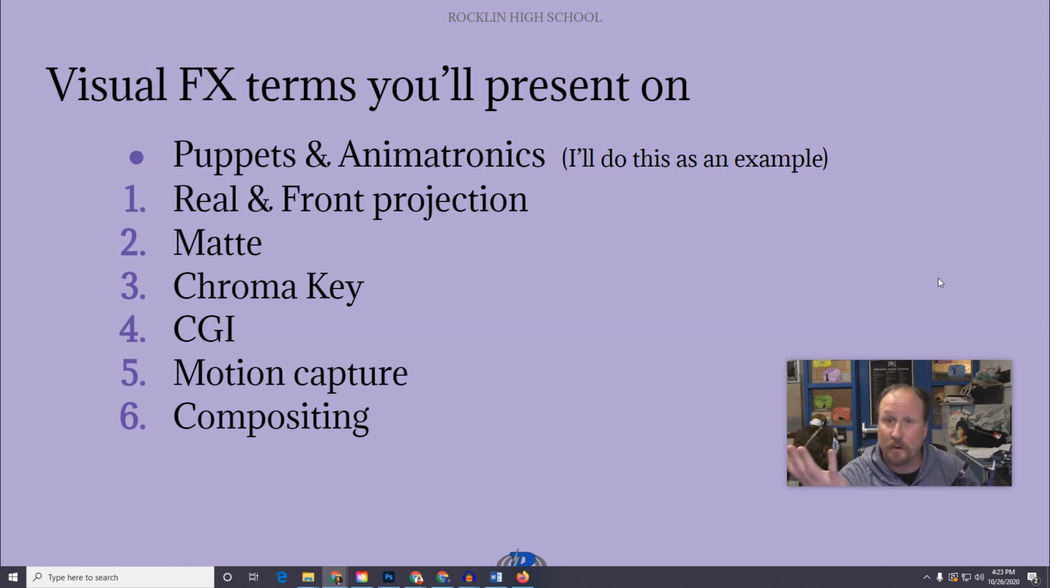So now you're thinking, what do I need to do? I've got an example for you. No worries, people. Here we go. I'll walk you through. I'm going to do this first one. A visual effect, folks, could be puppets. Like, we play with puppets in class. Yeah, that's a special effect. It's pretty special because puppets have been around for a long time. So I'm going to show you.